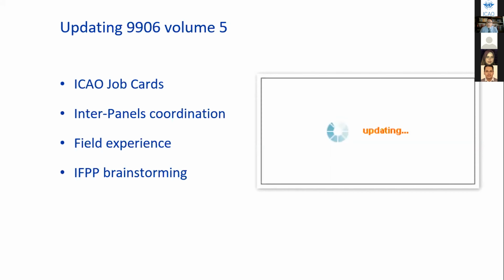Then we have inter-panel coordination. Different ICAO panels hold the responsibility for different things, and those things are strictly interconnected when you put together a GNSS procedure design, flight inspection, and any different domains that are not under the same ICAO panel, of course. Then we have field experience. As I said when I was introducing the first slide and the second one, it is important to remain connected with the reality. And then we have the internal instrument flight procedure panel brainstorming.